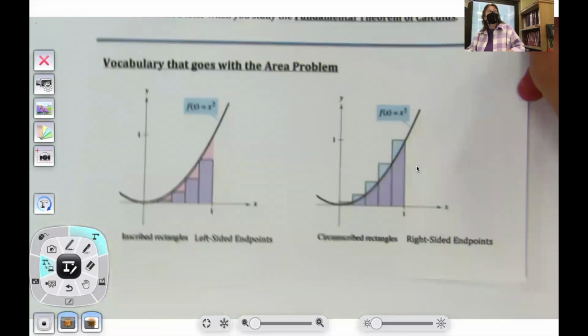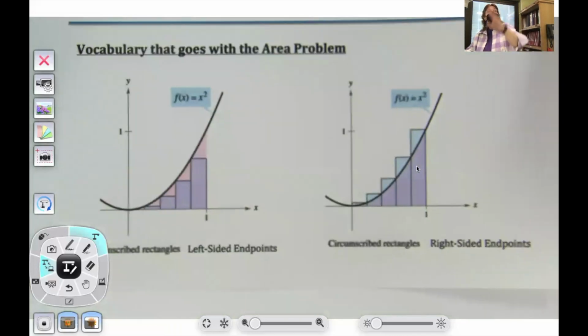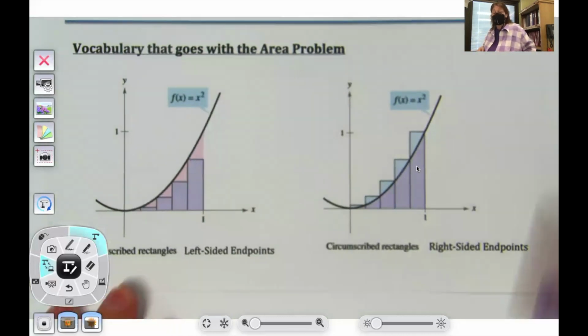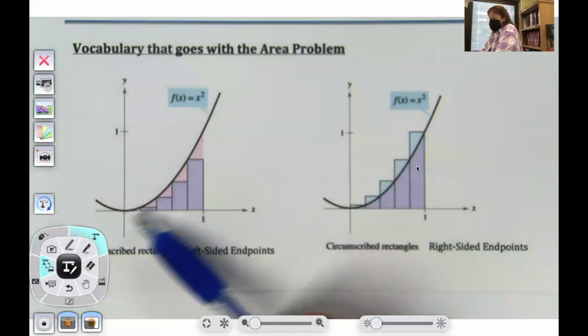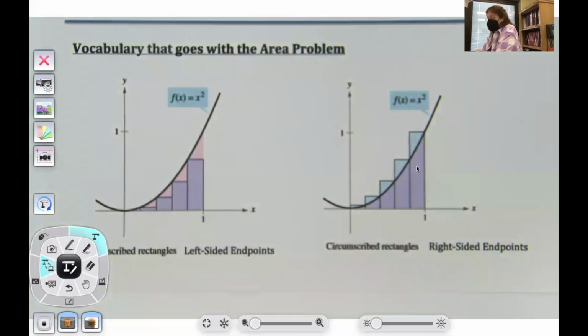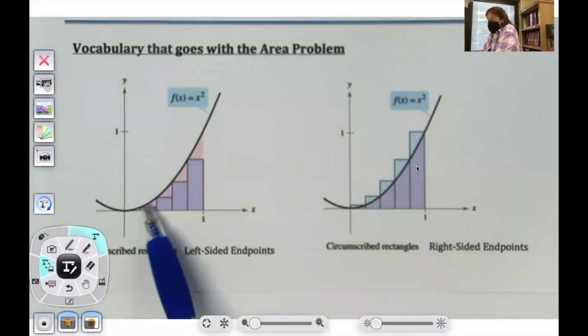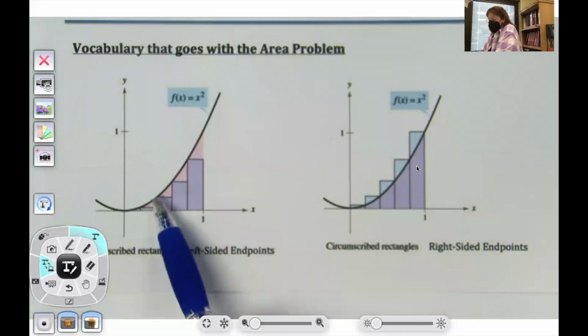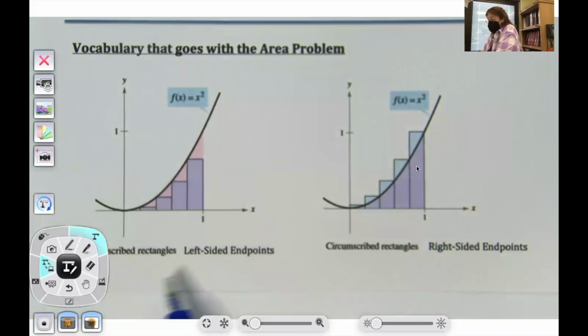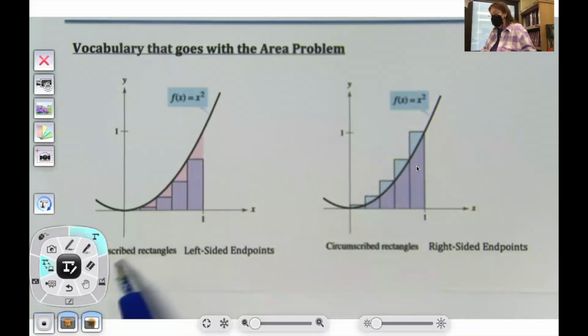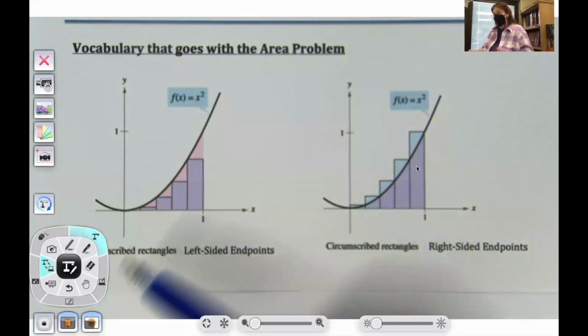Let's do a little bit of vocabulary here before we move on. I think as I go through some example problems today and in the homework, this is going to help. Let's say I've got f of x equals x squared, a nice little quadratic polynomial. If I draw rectangles, look how I'm putting the left point of each rectangle right on my curve. They're considered left-sided endpoints because the top left-hand corner is on the curve. These are considered to be inscribed rectangles, because they fall under the curve.